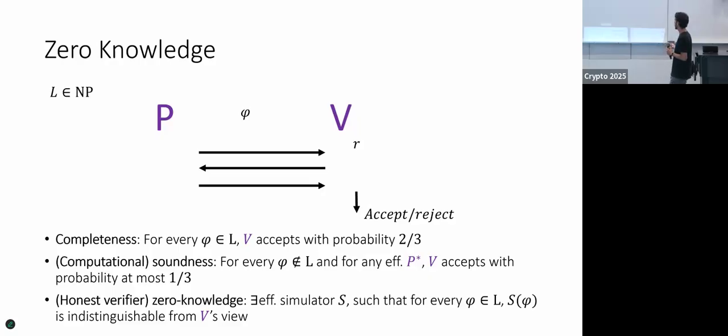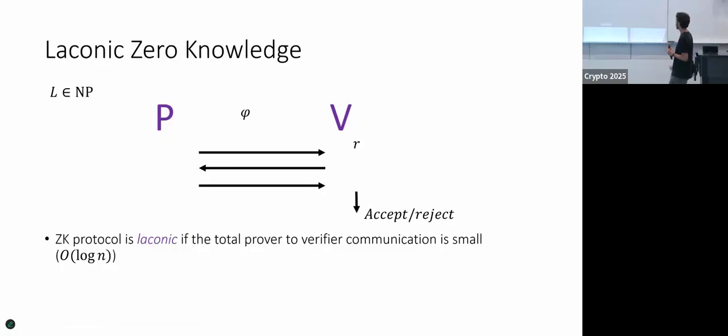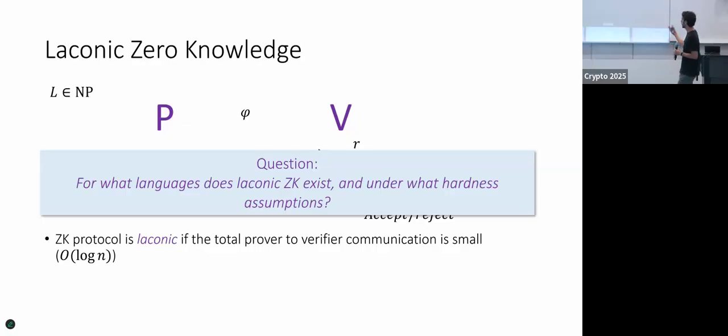And another requirement we can ask for such a proof is to be laconic. I would say that a proof system or argument system is laconic if the total communication from the prover to the verifier is order of log n bits. So the prover sends to the verifier at most order of log n bits. This is my definition of laconic. And again, a natural question we can ask is for what languages there is laconic zero-knowledge and from which assumptions we can construct them.